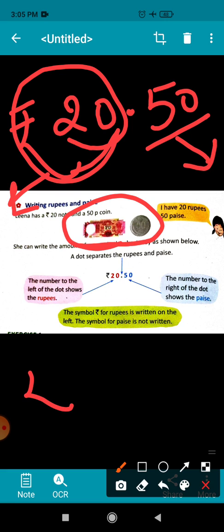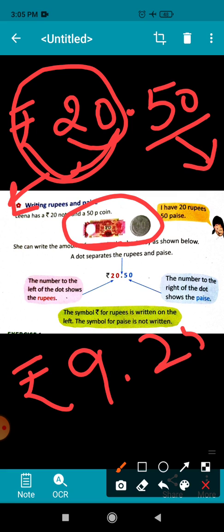Okay, so the number that is toward the left side, this is rupees and this is paisa. Suppose this is written 9.25, how will you read this number? You will read 9 rupees 25 paisa. Okay, left side rupees and right side paisa, and you separate rupees and paisa by putting a dot.